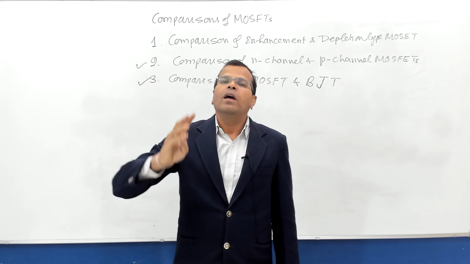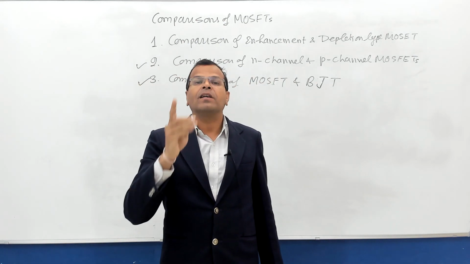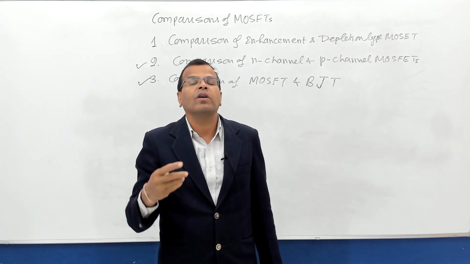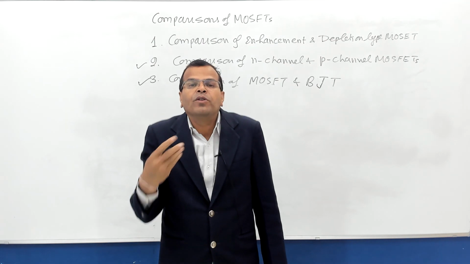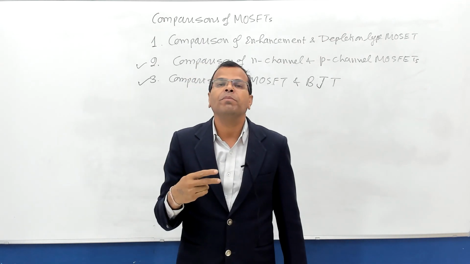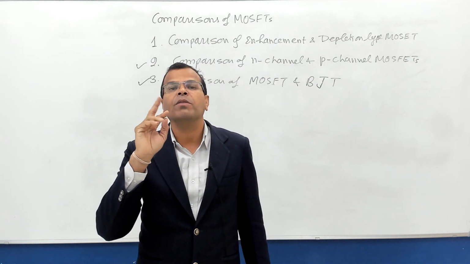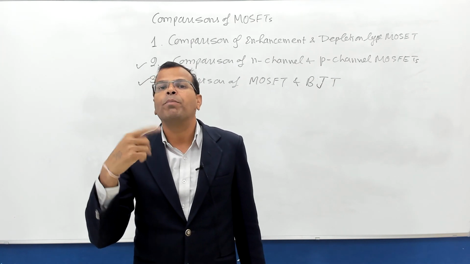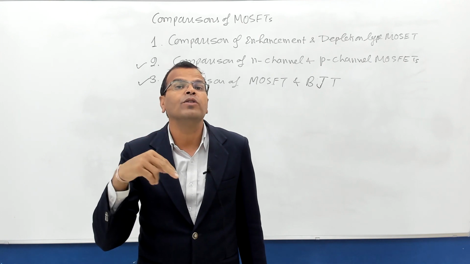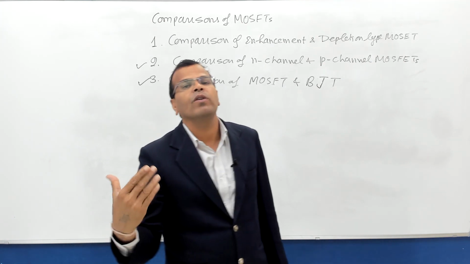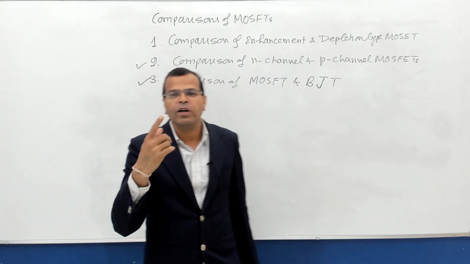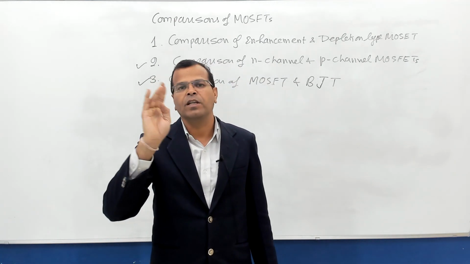First, MOSFET carries current because of one type of carriers, that is known as majority carriers. So current in MOSFET is because of majority carriers, whereas current in BJT is because of both minority and majority carriers. Due to this reason, BJT is a bipolar device, whereas MOSFET is a unipolar device because it carries only one type of carriers in the channel. So MOSFET is a unipolar device, BJT is a bipolar device, number one.